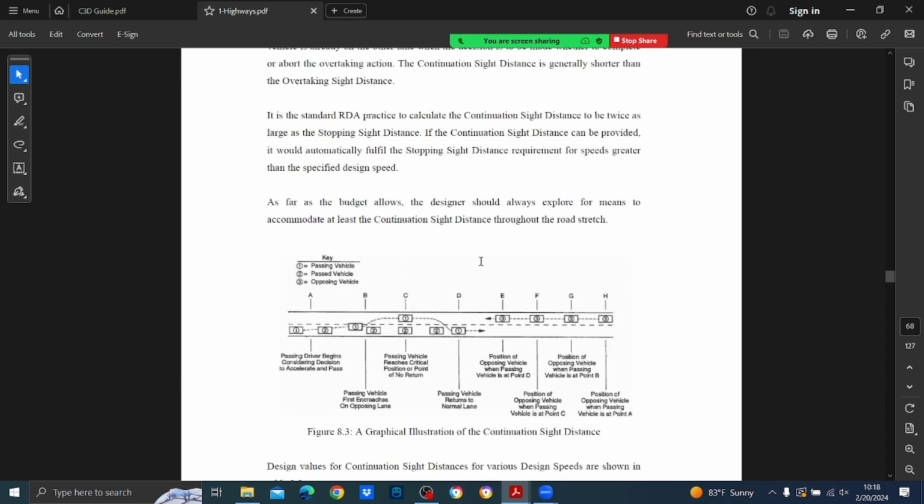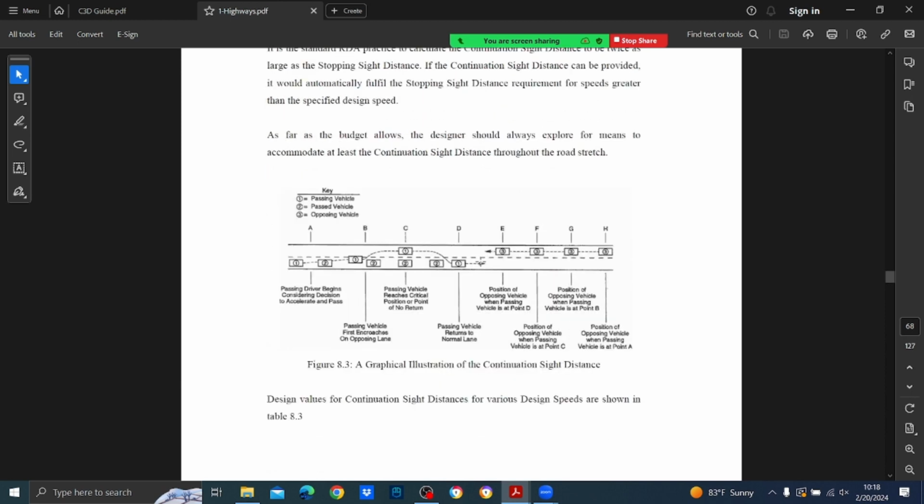And the other one is continuation side distance. Here we assume that the overtaking vehicle is already in the other lane. Now he has to decide whether to overtake this vehicle or not. For that, some distance is necessary. That is what you call the continuation side distance. It is usually taken as twice the stopping side distance.